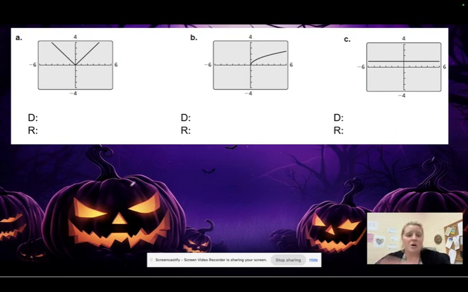So in our next video, we'll go ahead and just practice domain and range for a whole bunch of different graphs.